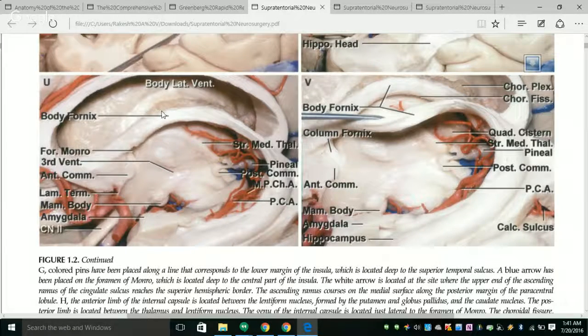Opening the choroidal fissure in front of the crus of the fornix exposes the pineal region and quadrigeminal system around this pineal region.